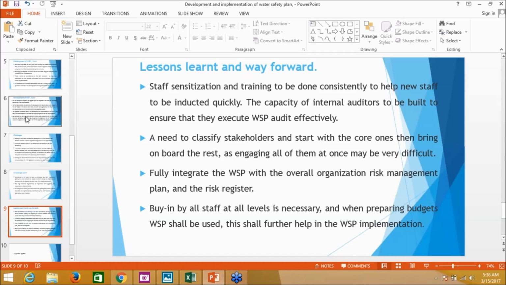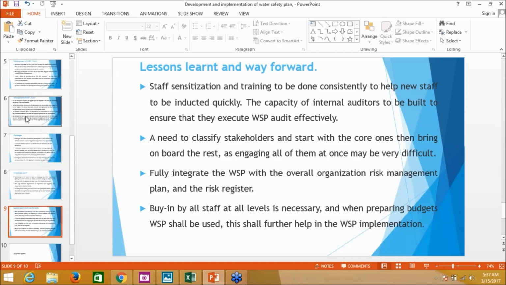And then I need to classify these stakeholders. Now that we worked with them, there are others that we can call core ones. Then we bring them on board and then bring the rest. Because bringing them all at once is very difficult and sometimes can slow down the process. So that's one thing that we learned, that to go around the stakeholder engagement challenge we need to classify them and then have the chemistry with the ones that we call the core in the implementation of water safety planning.